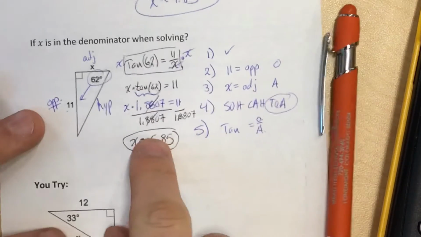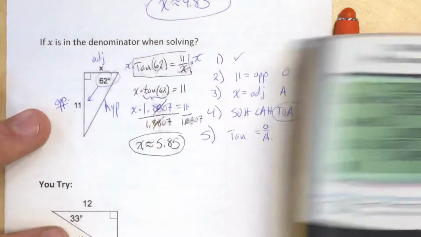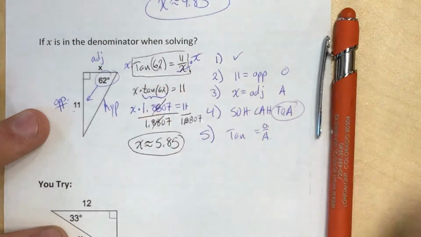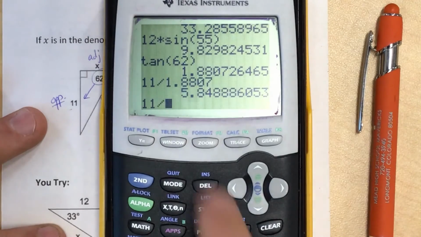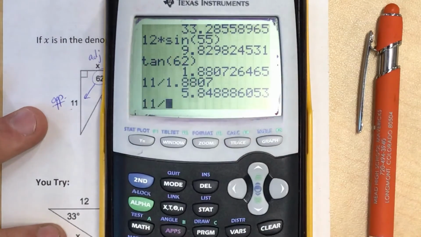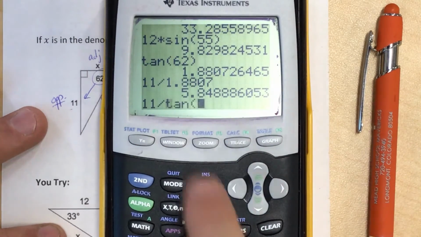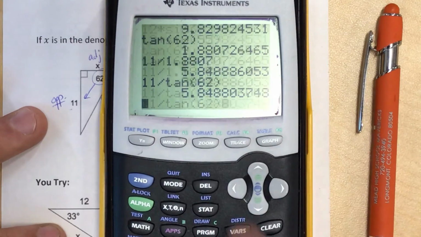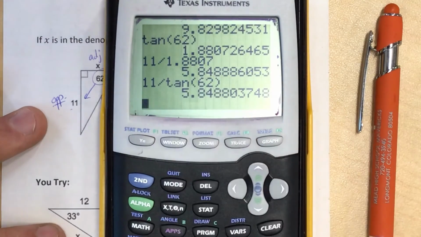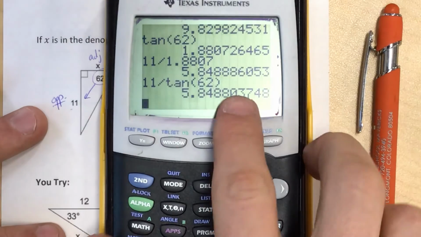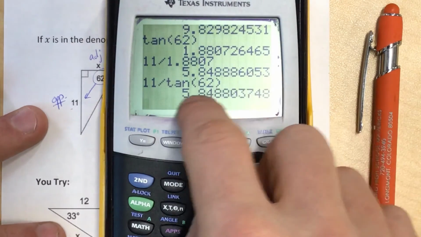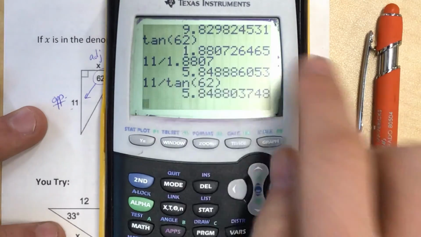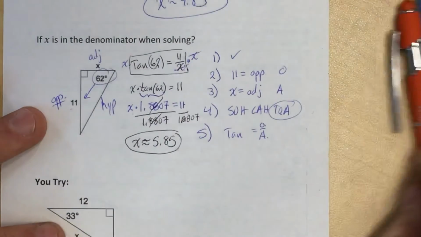Now what we could have done is just take the 11 and divide it by the tangent of 62, and you'll notice we get the same answer. So I'm going to take the 11, and without doing 2 intermediate steps, we'll just do 1: take 11 and divide it by the tangent of 62. And you see that we get the same answer, 5.85 rounded. Now the decimals really far down the line are different, but the most important thing is what we have at the beginning, the 5.85.